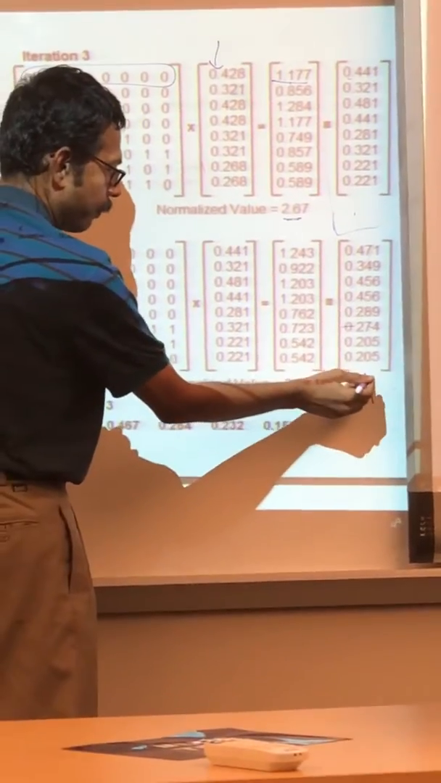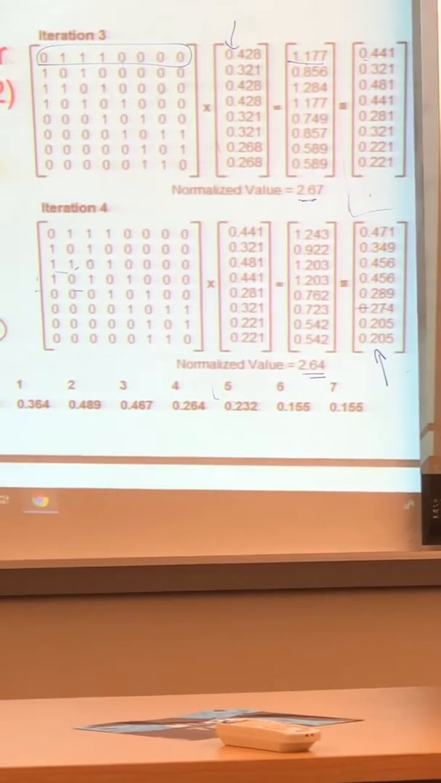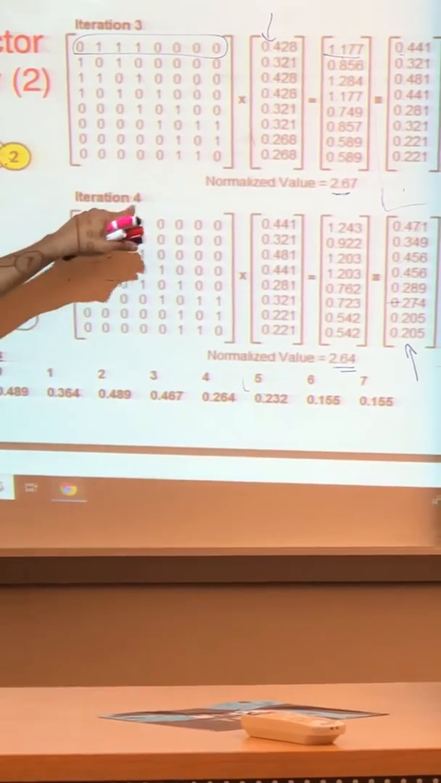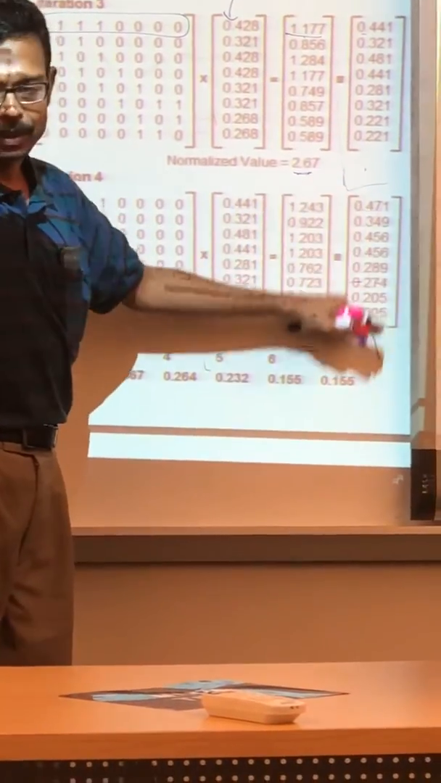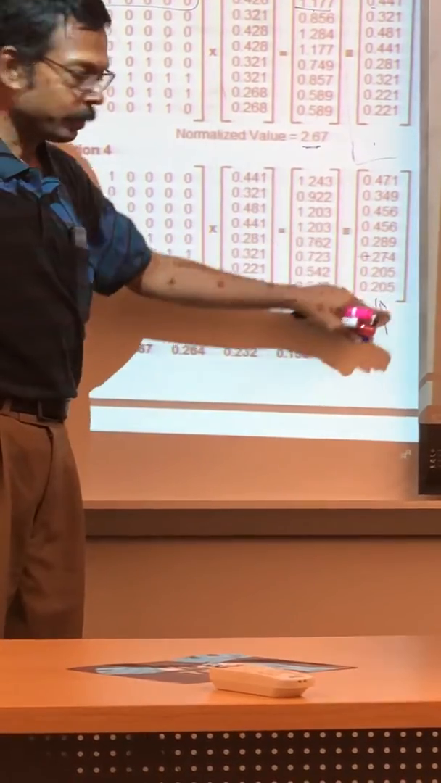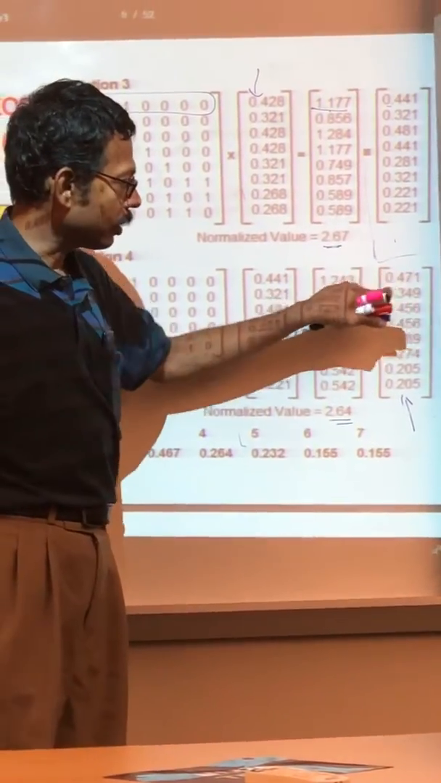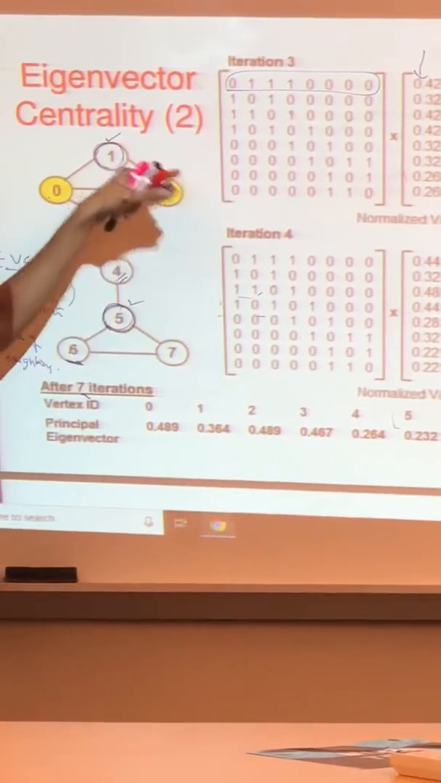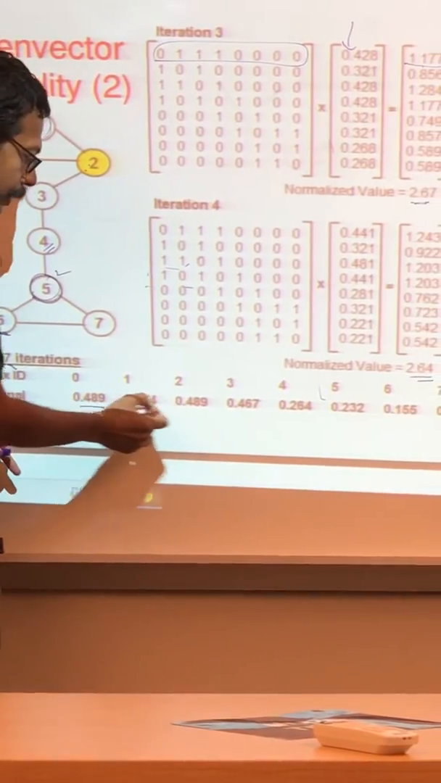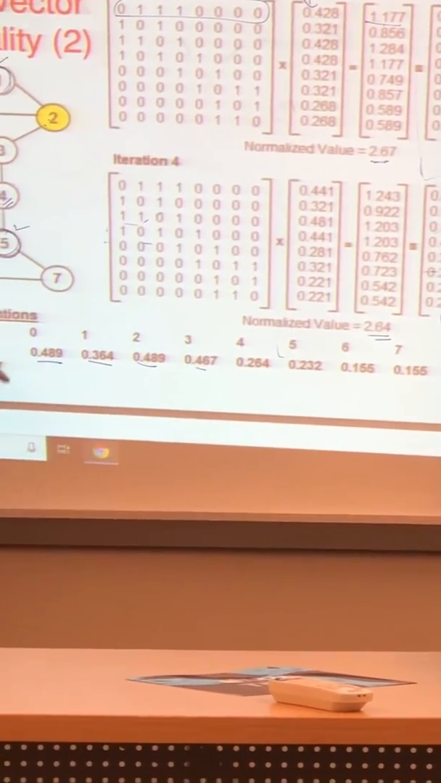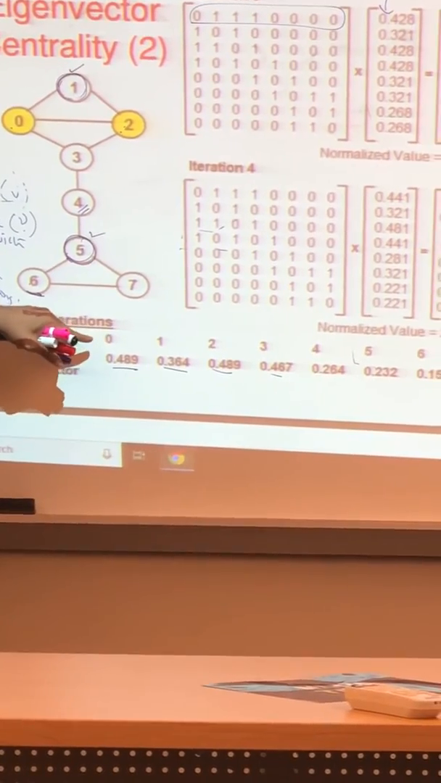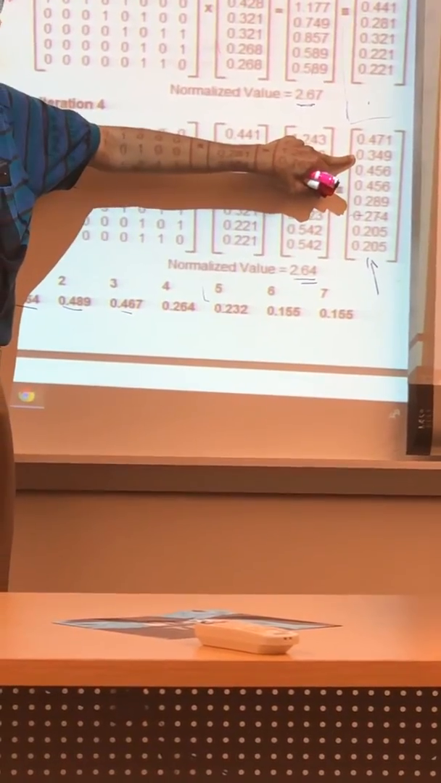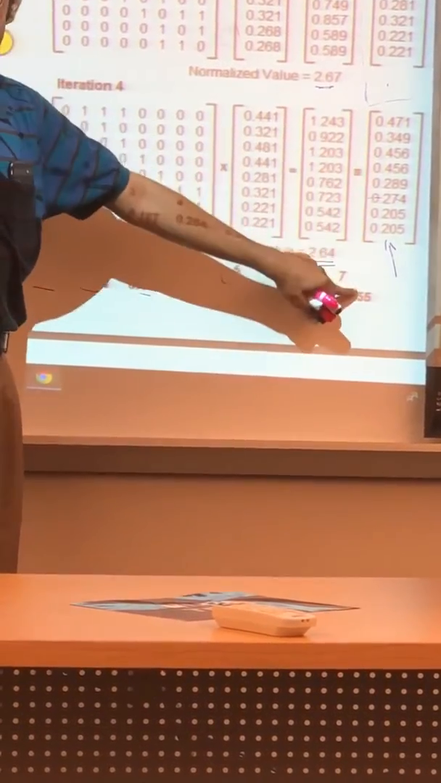Whatever this normalized column vector is at the end of that iteration, that is your eigenvector centrality. So if you stop after 4 iterations, the end column vector after normalization is the principal eigenvector, and the entries correspond to the eigenvector centrality. If you've gone through 7 iterations with this approach, these will be the entries in the column vector, and the corresponding vertices are quantified based on that. The first entry is for vertex 0, the second entry is for vertex 1, the third entry is for vertex 2, and so on.